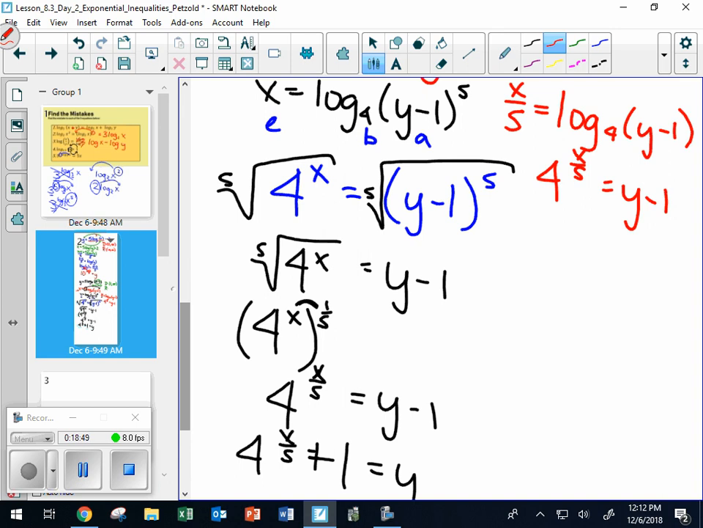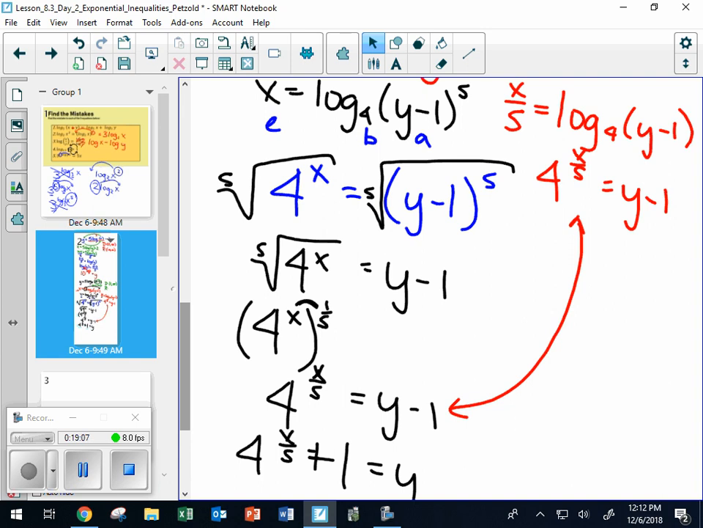You can do it both ways, whichever way is more comfortable for you. You can either divide out the 5, or you can move it up and then take the 5th root later. So these are the same.